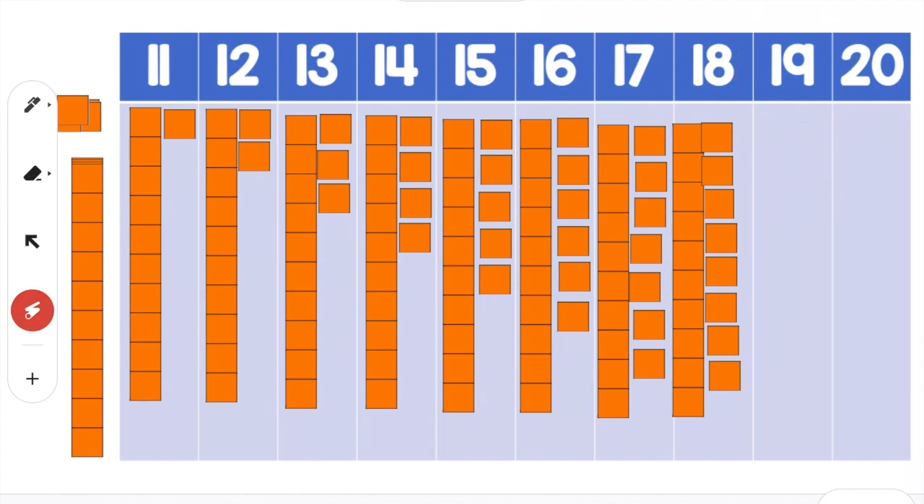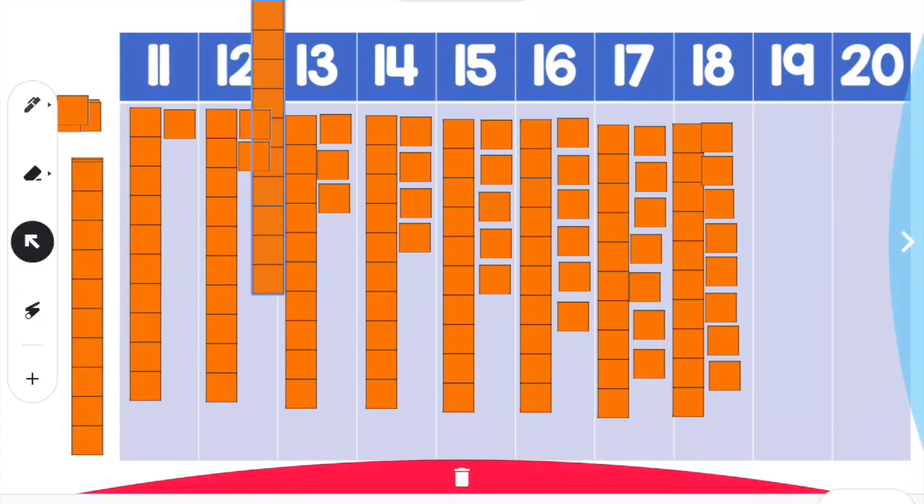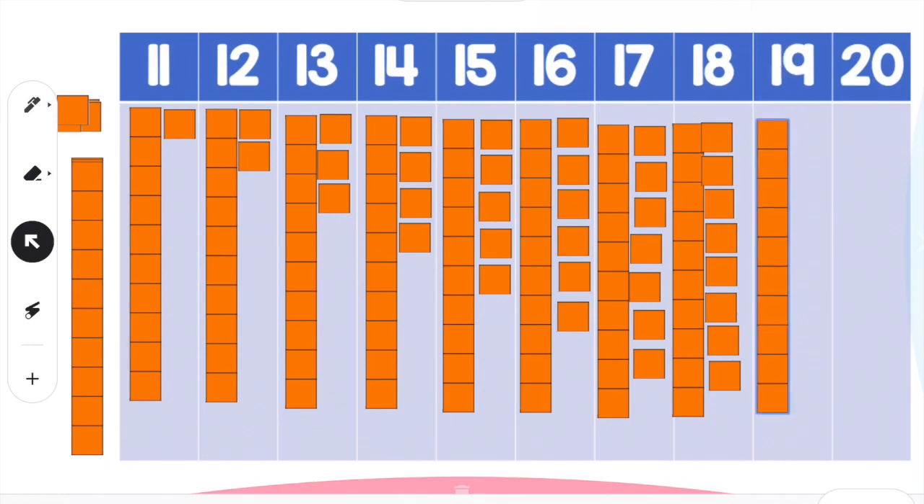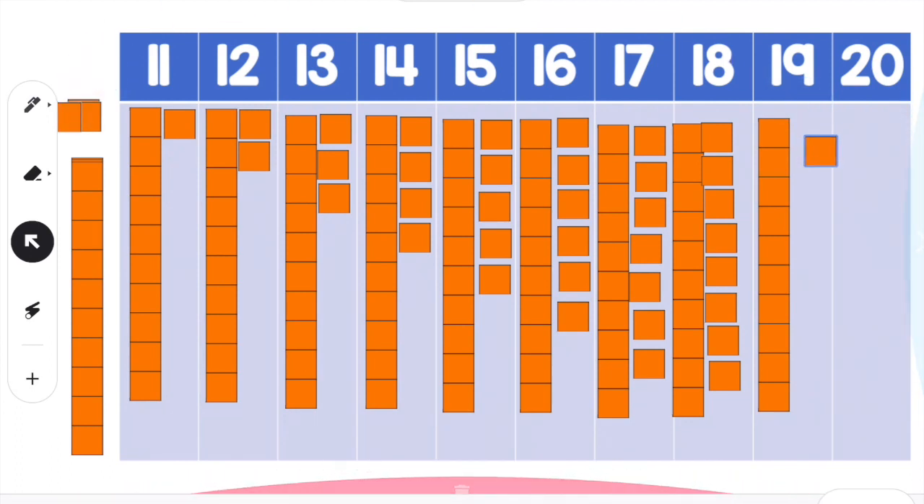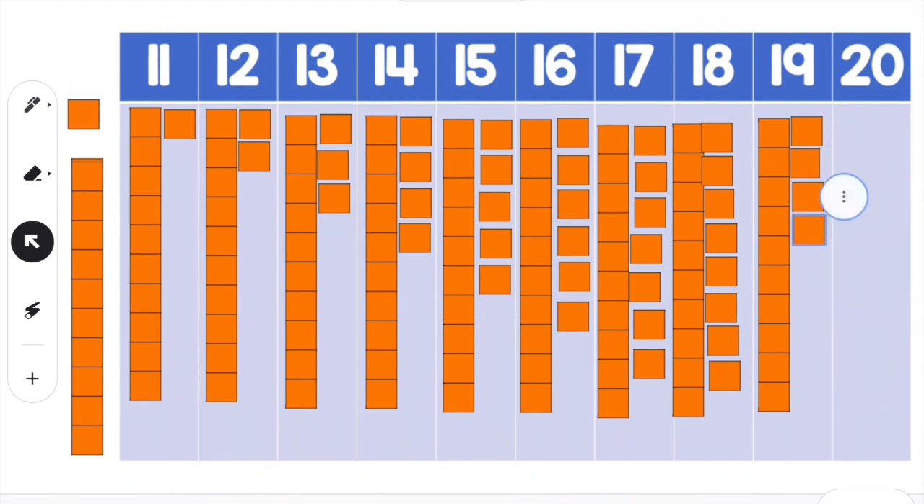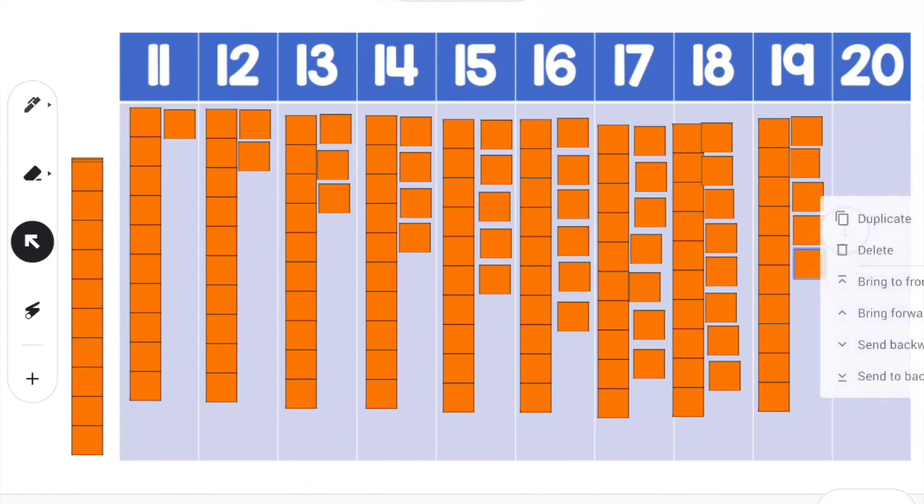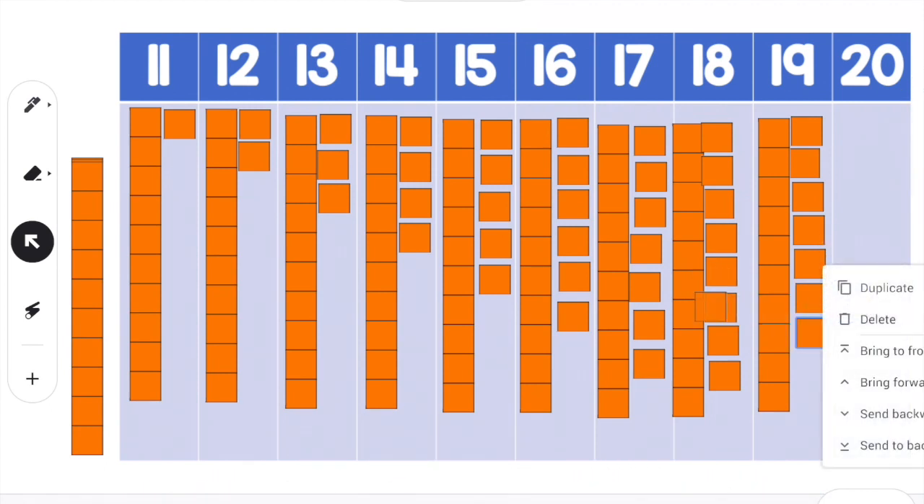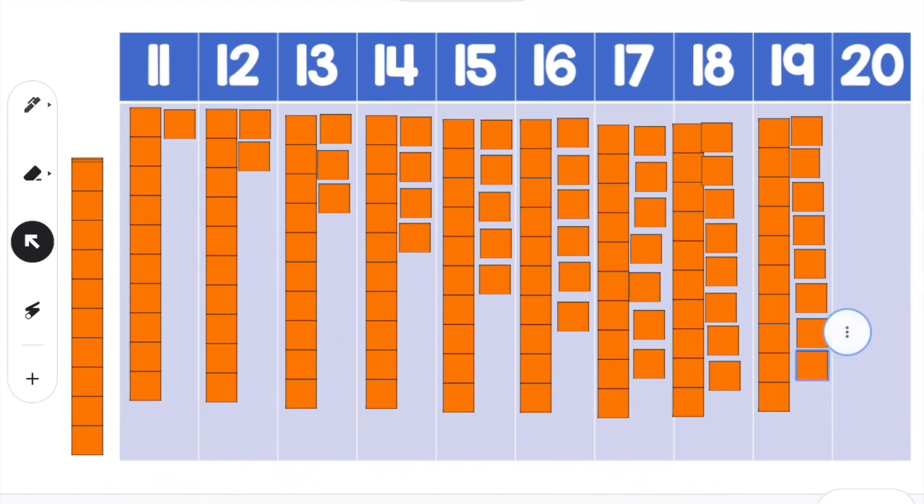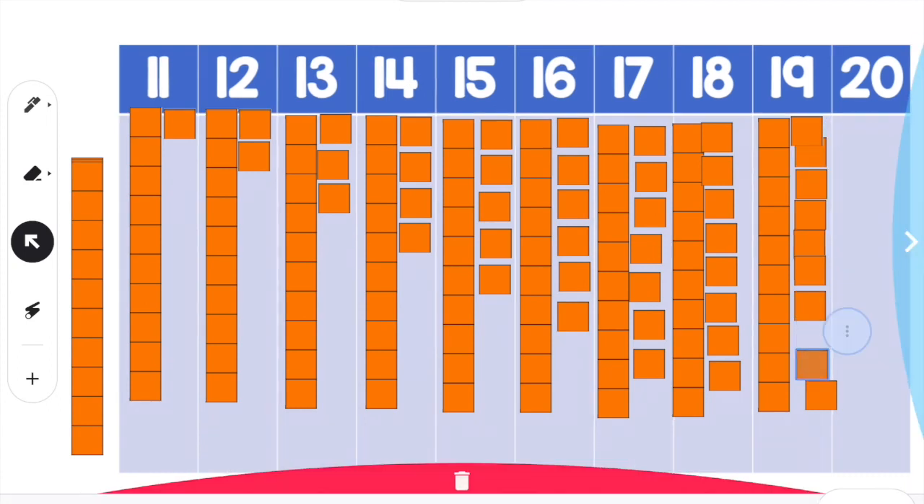Second to last one. Say this number loud and proud. It's a 19. We start with that 10 group every single time because every teen number has a 10. 10, 11, 12, 13, 14, 15. Oops, I ran out of ones. 16, 17, 18, not quite there, and 19. Alrighty, last one. Are you ready?